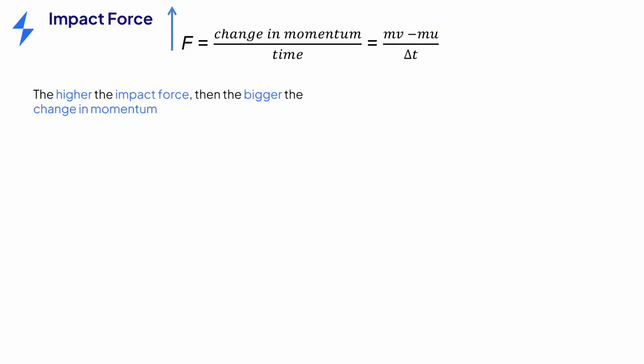If we rearrange the equation for impulse, we obtain the equation for impact force. F is equal to the change in momentum divided by the time, which is equal to mv minus mu divided by delta t. The higher the impact force, the bigger the change in momentum. So the bigger the change in velocity, the more force is needed to reduce the velocity by a bigger amount. So when u is much bigger than v.